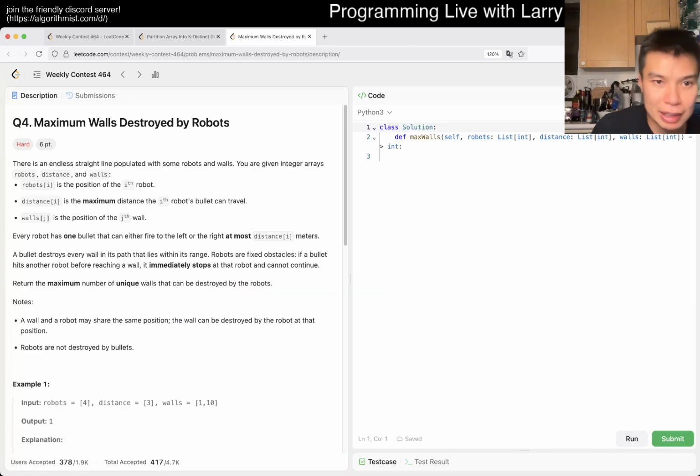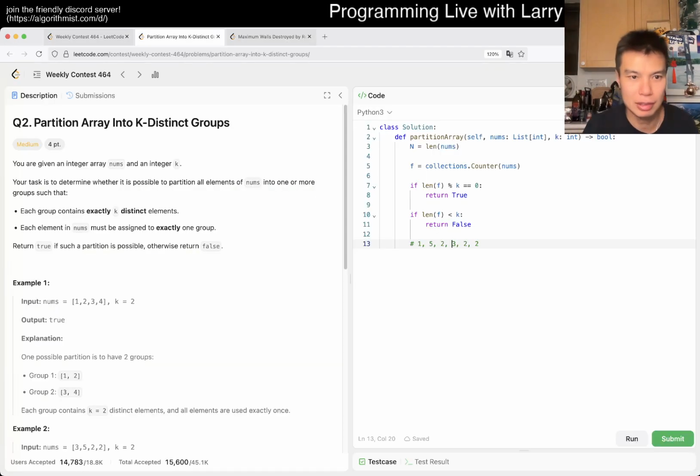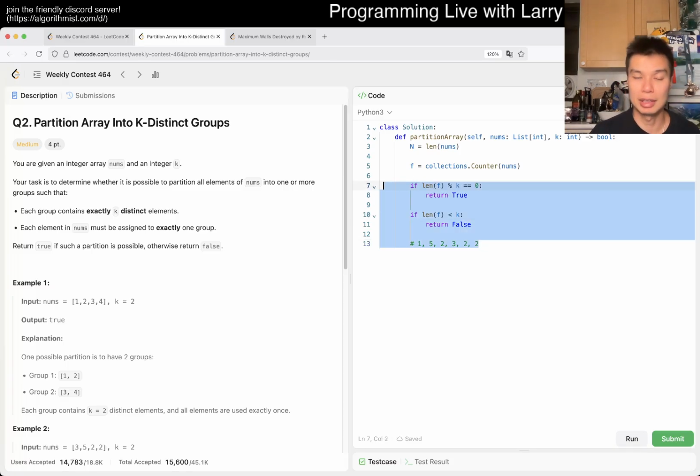Ooh, 33 minutes left. 6-point problem. Let's look at Q2 again. I don't know exactly k-distinct elements. It's very weird. Do they mean like k elements that are distinct? Maybe that's easier. What would that say? K elements that are distinct. If it's k elements that are distinct, then what does that look like?